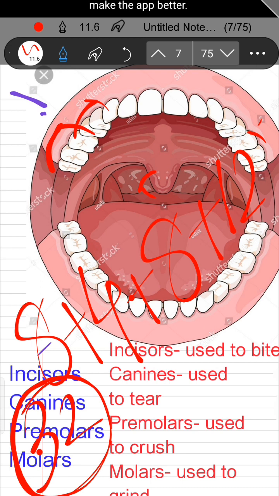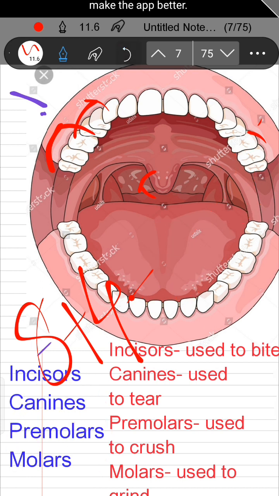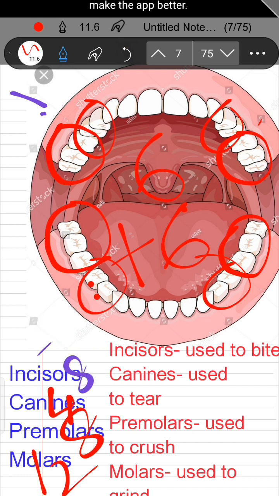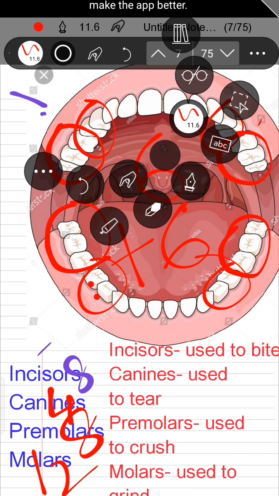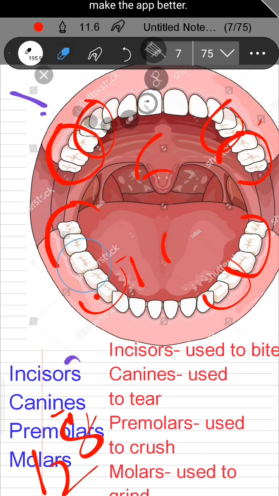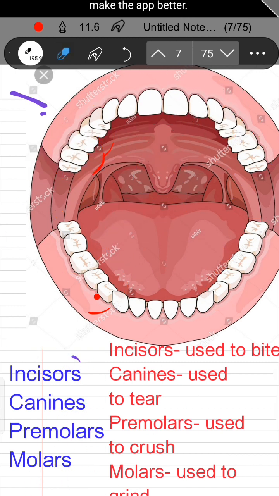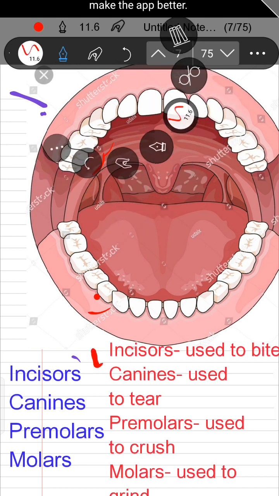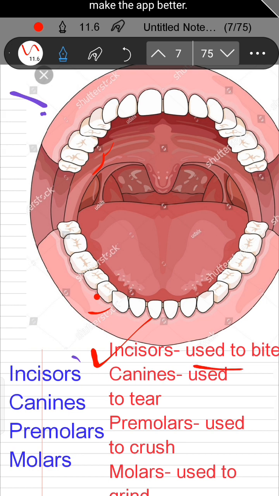So now we will learn about their uses. So what are their uses? Let's see. Incisors. Incisors are used to bite, like biting of the banana. They are used for biting purpose.